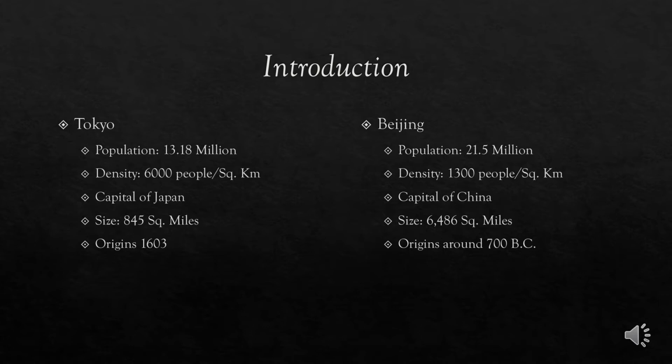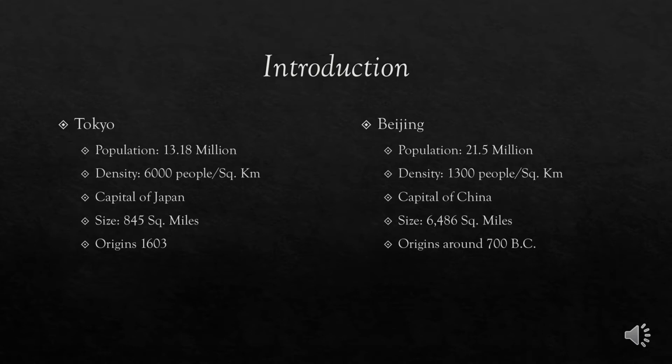Tokyo is a city of 13 million people. Its density is 6,000 people per square kilometer. It is the capital of Japan, and its size is 845 square miles. It became Tokyo in 1603.